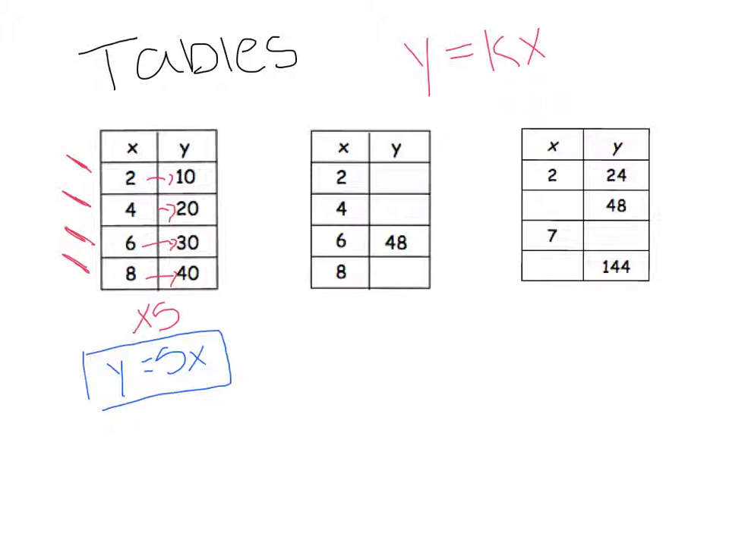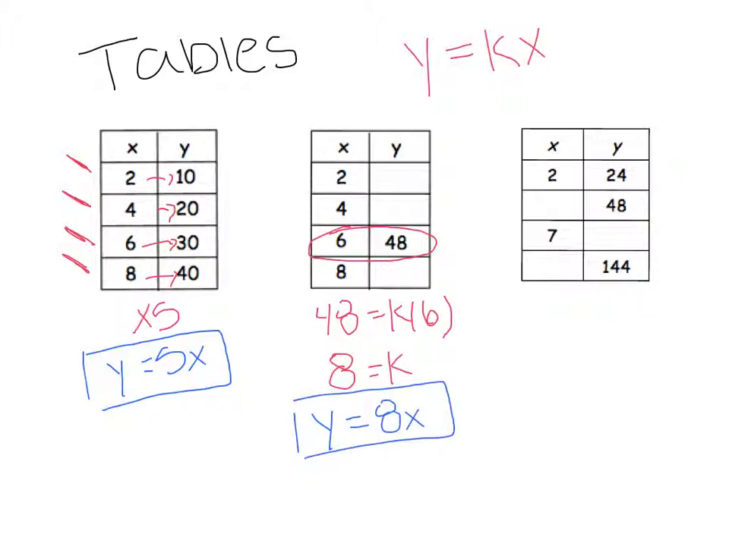Now let's look at this other table and see if we can fill in the blanks. We have the point 6, 48, and we don't know any of the other points. If we know this is a direct variation, we can use our equation to figure out what k is. We can plug 48 where y is supposed to go and 6 where x is supposed to go, which tells us that k equals 8. That means the equation for this table is y equals 8x.